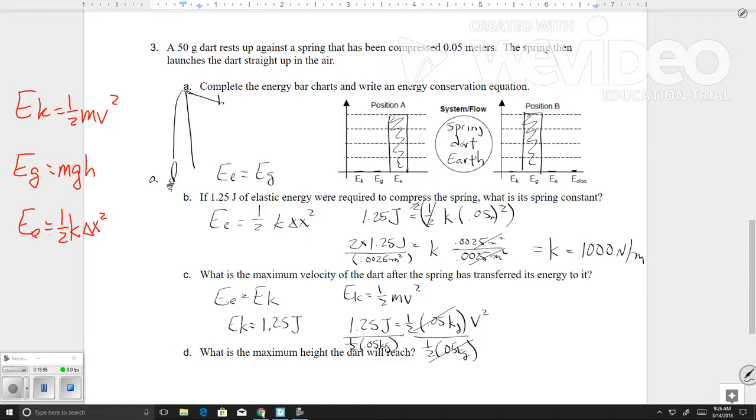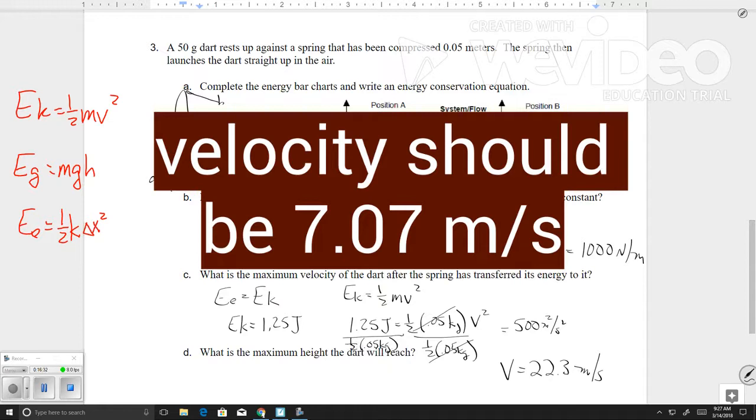And when I plug all that in, and I take the square root of the answer on the left, I end up with v. Plugging this in, v squared equals 500 meters squared per second squared. So I'll take the square root of both sides, and that works out to 22.3 meters per second. And that is the velocity for part C.